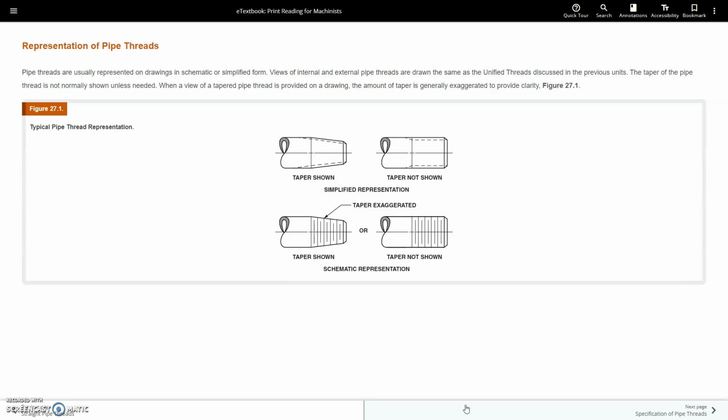Representation of pipe threads. Pipe threads are usually represented on drawings in schematic or simplified form. Views of internal and external pipe threads are drawn the same as unified threads discussed in previous units. The taper of the pipe thread is not normally shown unless needed. When a tapered pipe thread is shown on a drawing, the amount of taper is generally exaggerated to provide clarity.